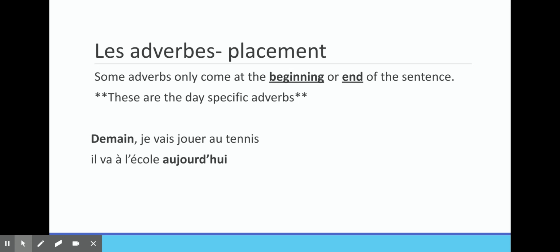So you wouldn't take your sentence and say, je vais jouer demain au tennis. I'm going to play tomorrow tennis. So you usually say that at the beginning or the end. For the premier exemple, the first example, you could say, je vais jouer au tennis demain. And you can put it either at the beginning or the end. And the same thing for the second example, you could say, aujourd'hui, il va à l'école. Today he is going to school. But just know that day-specific adverbs are only going to come at the beginning or the end of the sentence. They won't ever come in the middle.